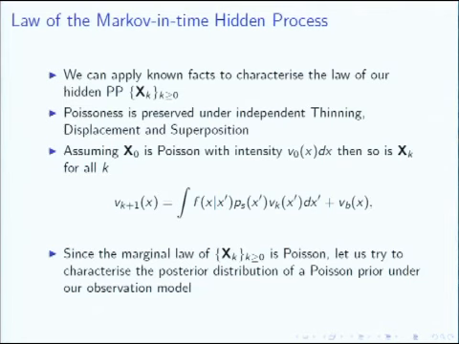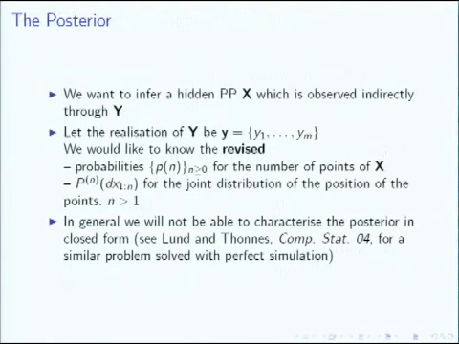realizations of the observations? Okay, so this is essentially what I'm saying. Let's say we have a hidden process x, we observe it indirectly through y, and given this realization of observations, we would like to know the revised probabilities for the cardinality distribution and the revised probabilities for the joint distribution of the points of x. Obviously we're not going to get this by a brute force approach. We're going to get this in a much simpler way.